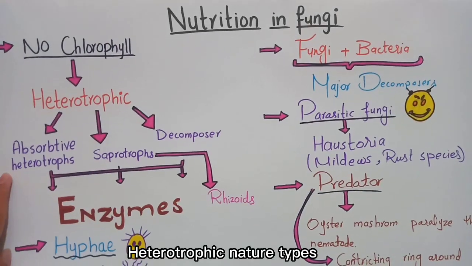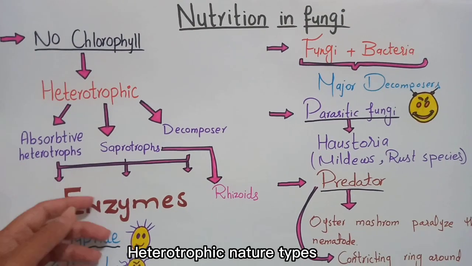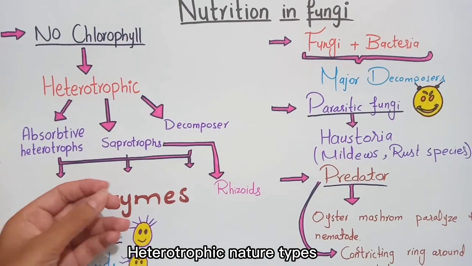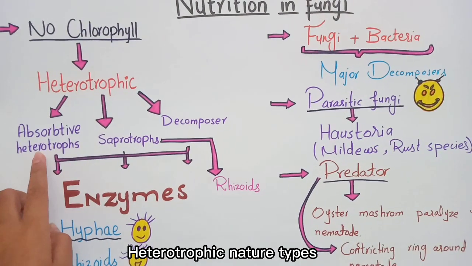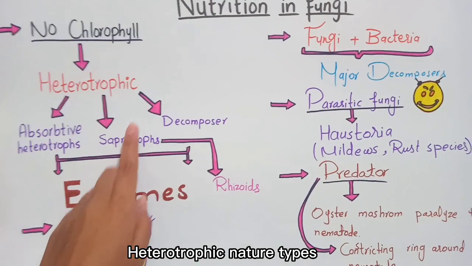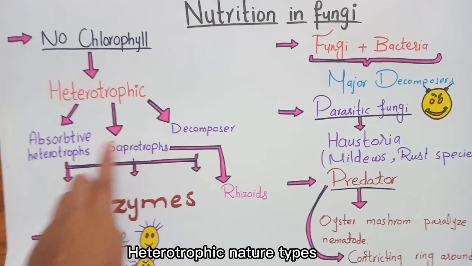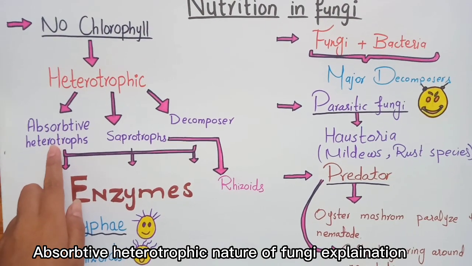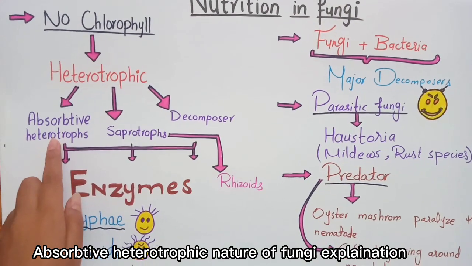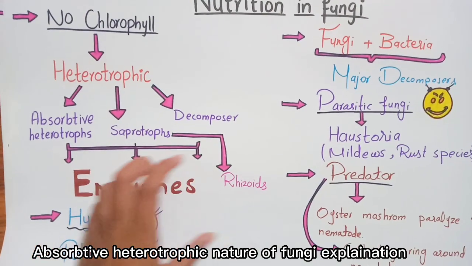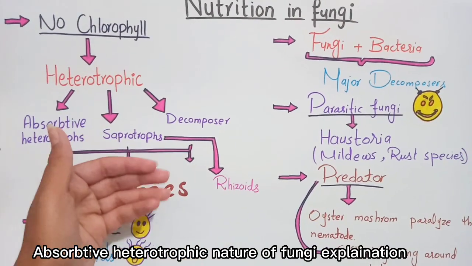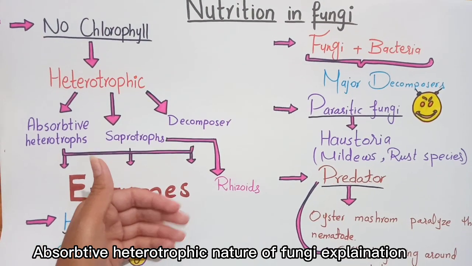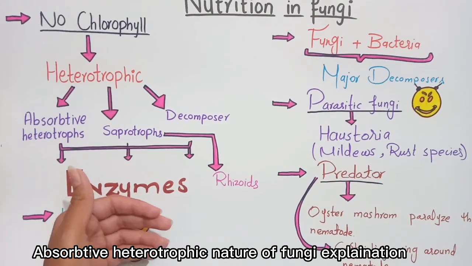Okay. So there are three branches of the heterotrophic mode of nutrition. The first is the absorptive heterotrophic nature, the other is saprotrophic, and the third one is decomposer. First of all, we are going to discuss the absorptive heterotrophic nature. Absorptive heterotrophic nature means fungi grow on a substrate. Its spores grow on a substrate of any kind, living or non-living, such as bread, etc.